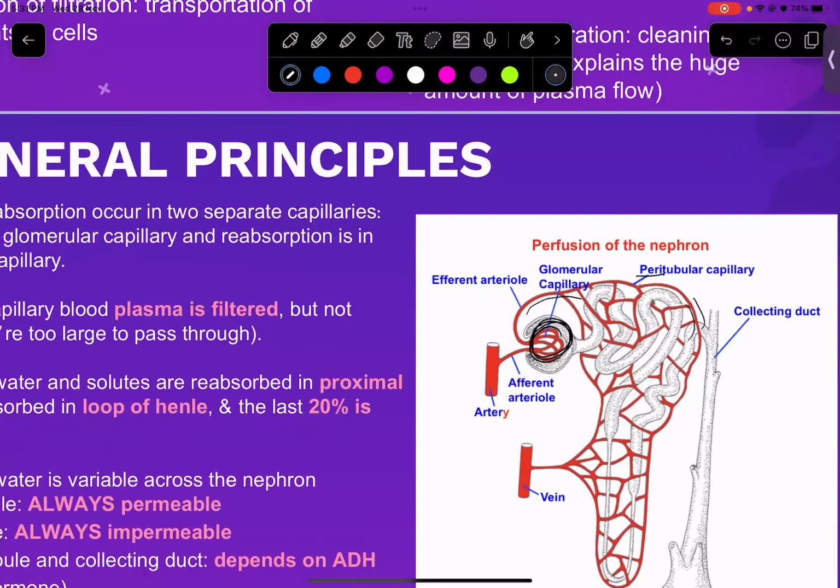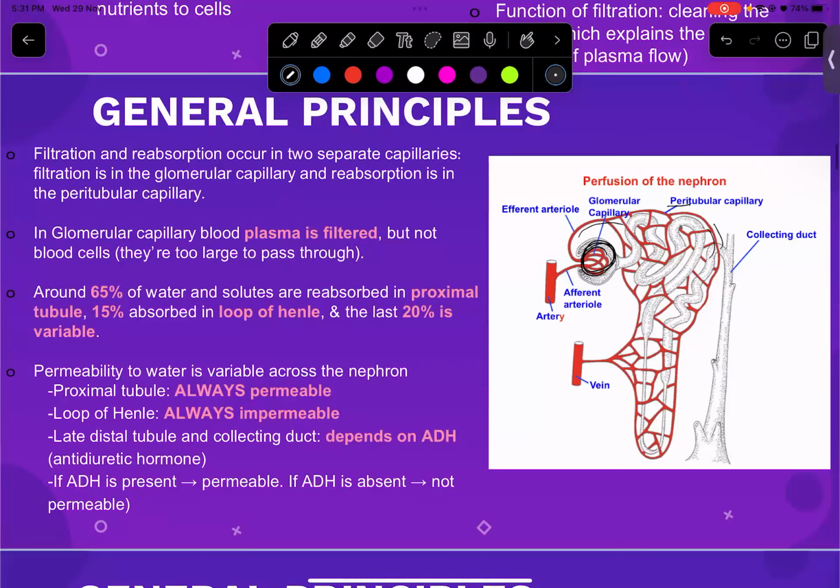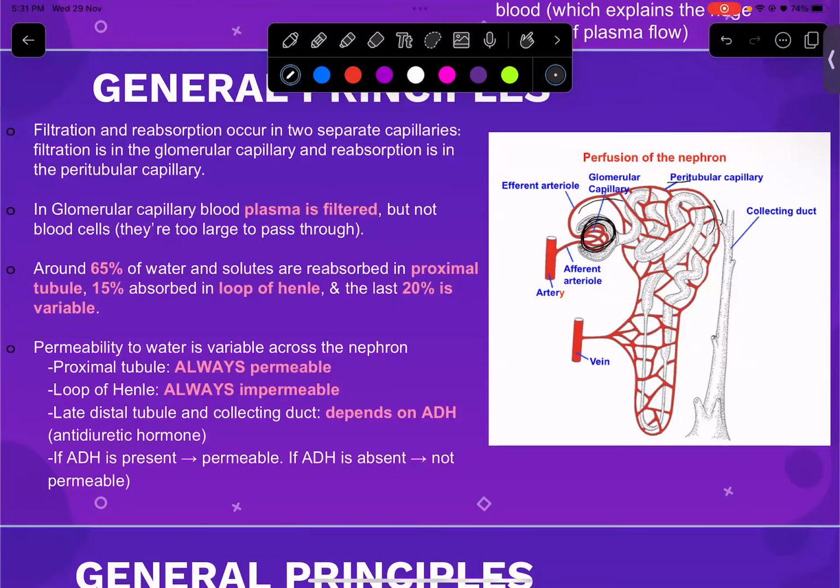So here is where we have the filtration and here is where we have the reabsorption, okay? Remember, this is really important. Filtration is in the glomerulus, the glomerular capillary, and reabsorption is in the peritubular capillary. Okay, so in the glomerular capillary, we just mentioned how plasma is being filtered. It's never cells because cells are too large to pass through the filtration barrier, okay?